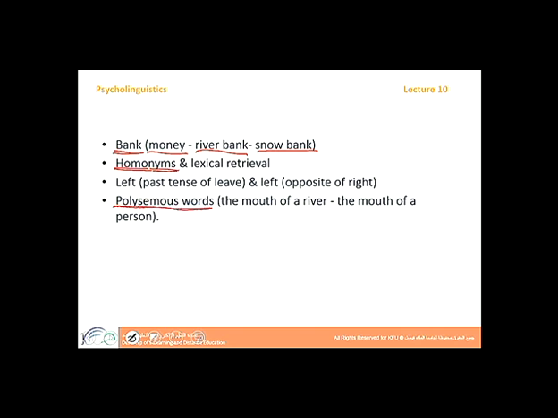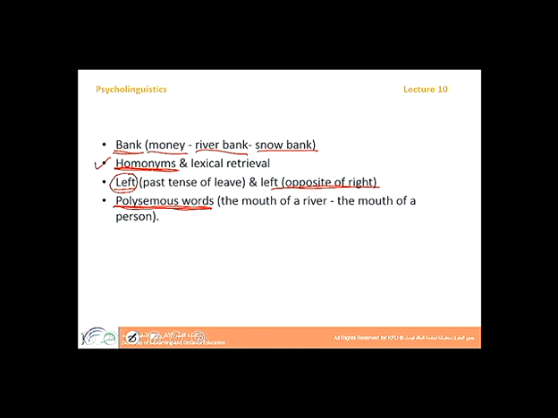Homonyms, when you have words like left: the past tense of leave is left, and also you have left as the opposite of right. The opposite of right is left. The past tense of leave is left. It's the same spelling, isn't it? This is called homonyms. Now, is it the same meaning or different meanings? Of course, it's different meanings. This is left, a verb. This is a noun. The opposite of right is left. So different meanings. Homonyms.